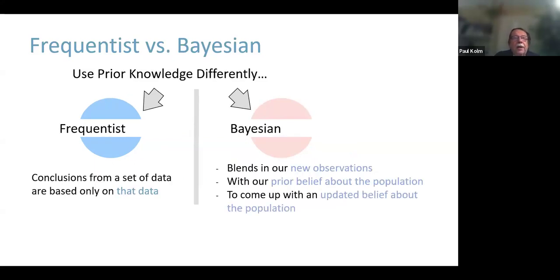Also, they use prior knowledge differently. From the frequentist standpoint, conclusions from a set of data are based only on that data. However, from the Bayesian perspective, new observations can add to our information about our population. So in Bayesian terminology, we have a prior belief about the population, and this can be updated if we get new observations.